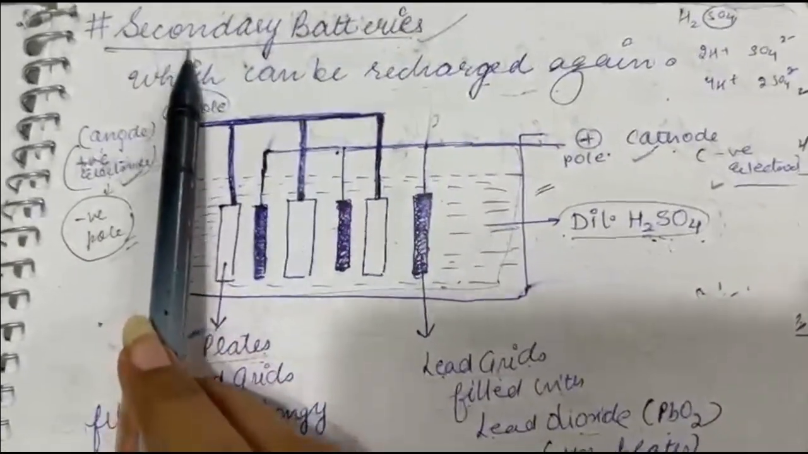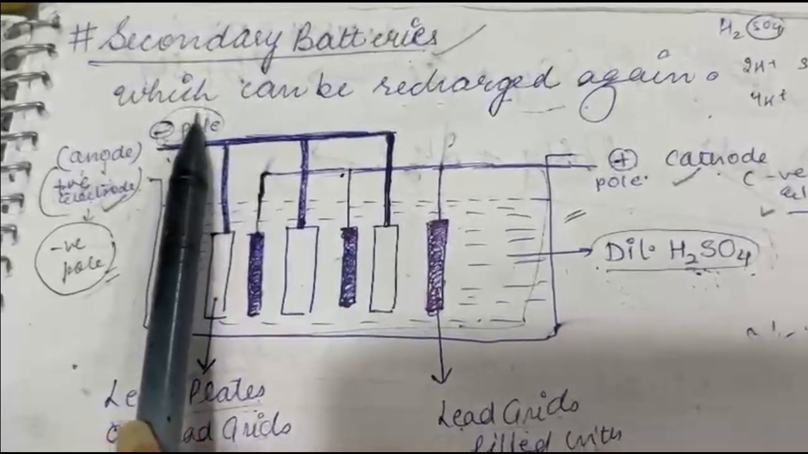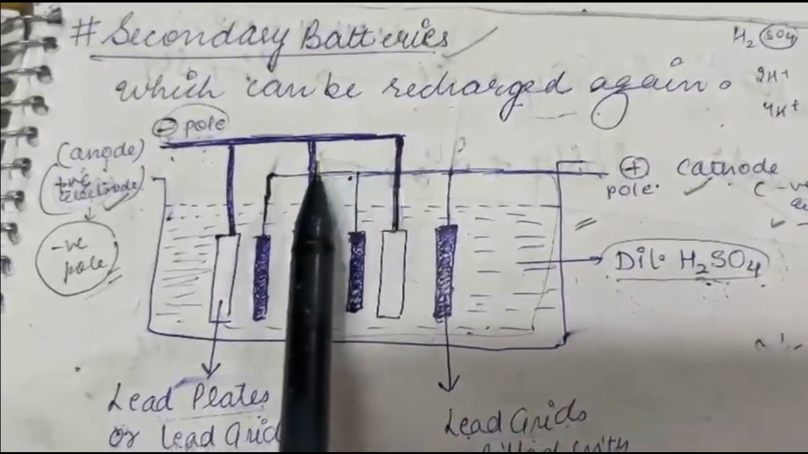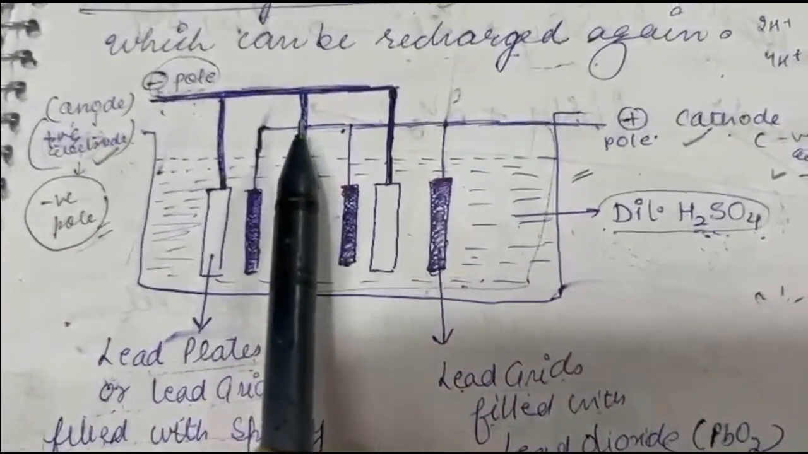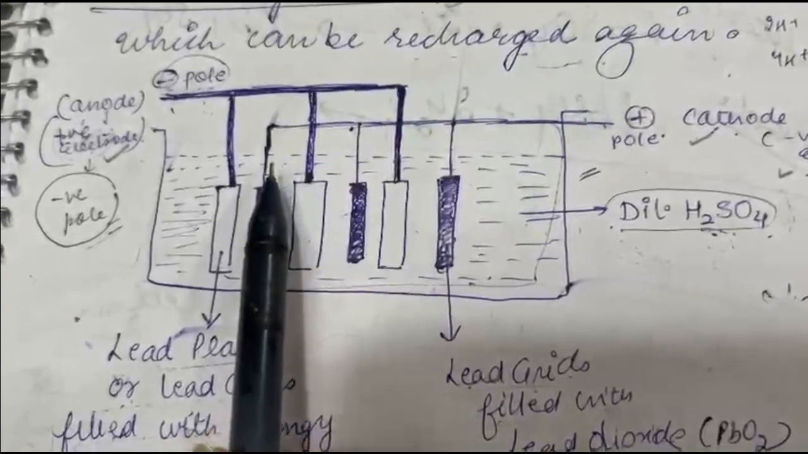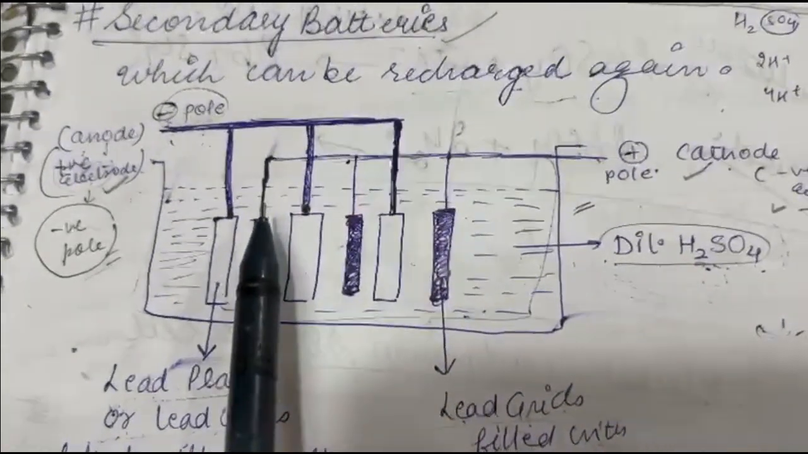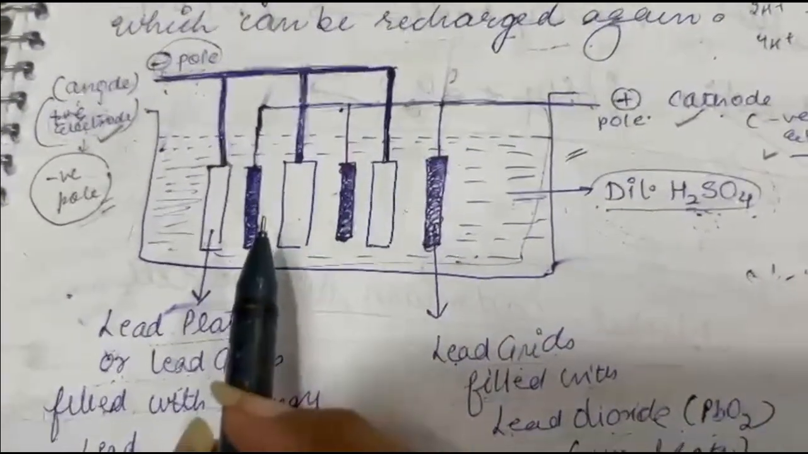So today we are going to discuss secondary batteries. Secondary batteries are those batteries which can be recharged and reused. A very important example of a secondary battery is the inverters present in our homes. This question is very important for CBSE as well as other state examinations. And today we are going to discuss the lead storage battery.